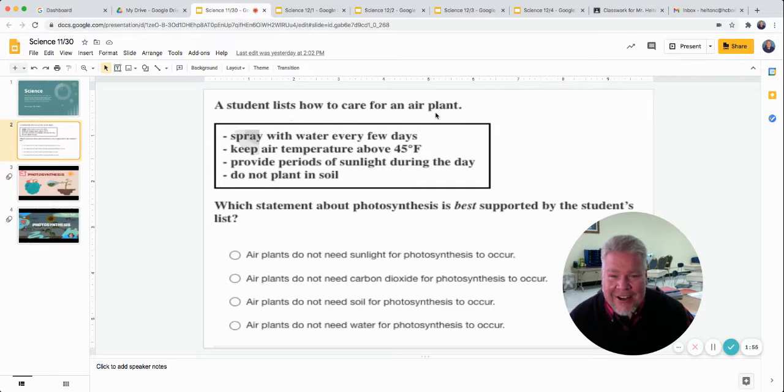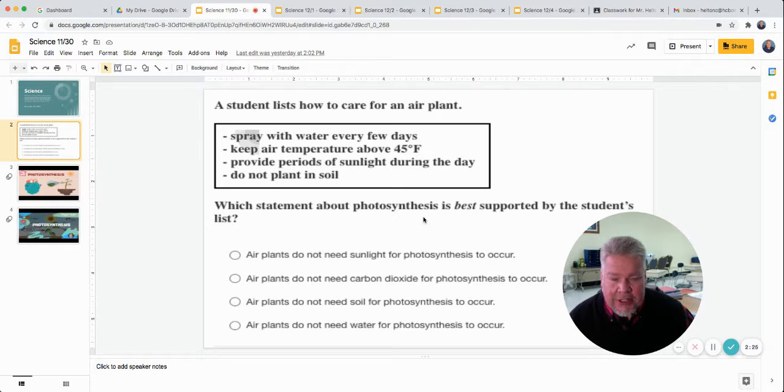But this student lists how to care for one. First, spray with water every few days. So you're going to spray the plant with a water bottle. Keep the air temperature above 45 degrees. It's floating in the air, so you don't want it freezing up there. Provide periods of sunlight during the day. And do not plant in the soil because it's an air plant, right? So which statement about photosynthesis is best supported by the student's list?